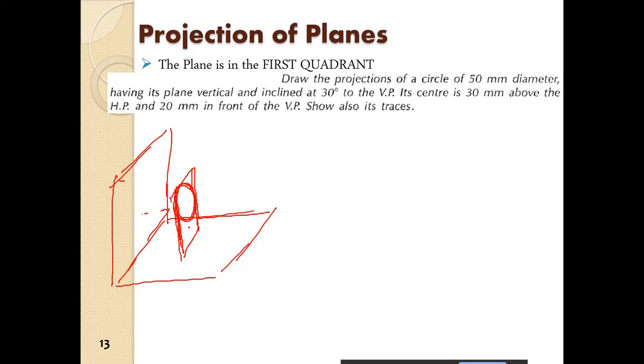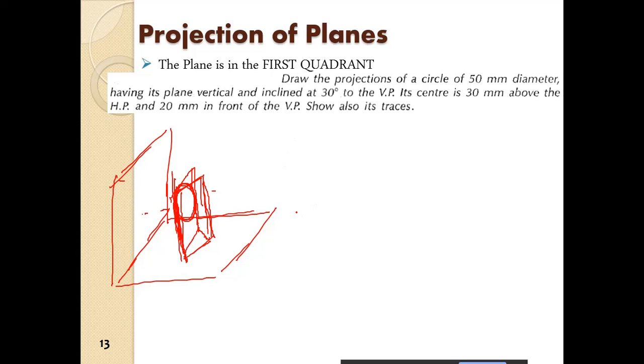Okay, so if you see from, and it is rotated now. Okay, so first of all, having its plane vertical, so its plane is vertical and is inclined at 30 degrees. So now we have to rotate it to 30 degree. So about this edge, well, like a door, we have to rotate it.